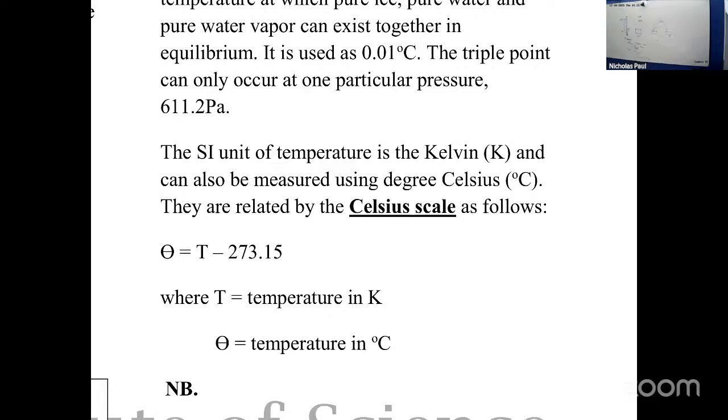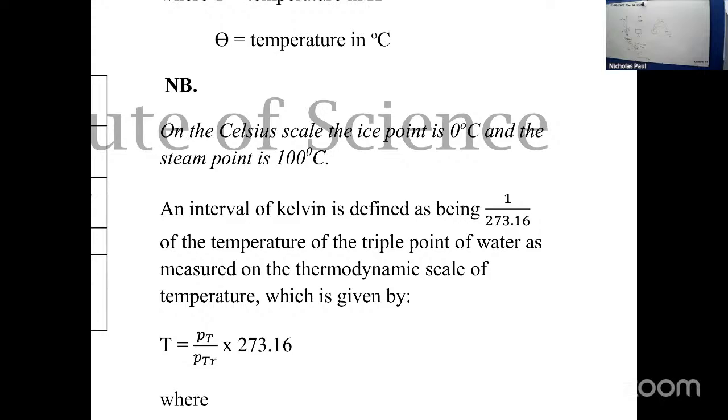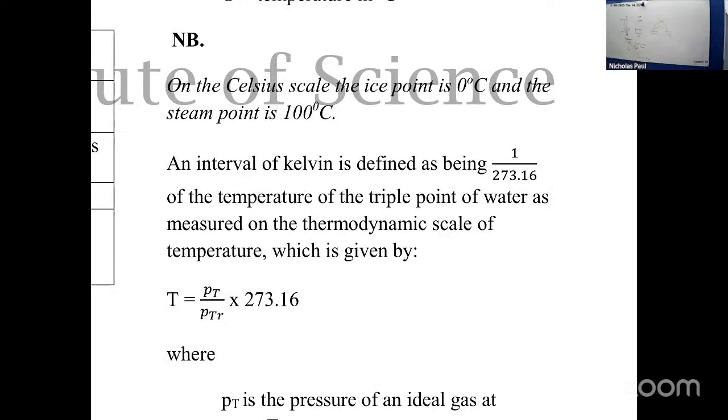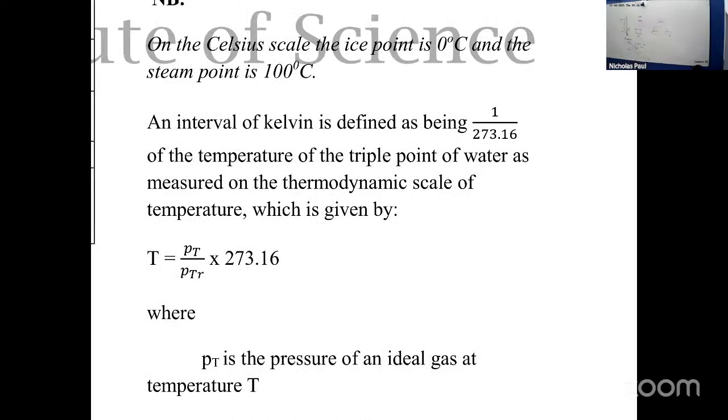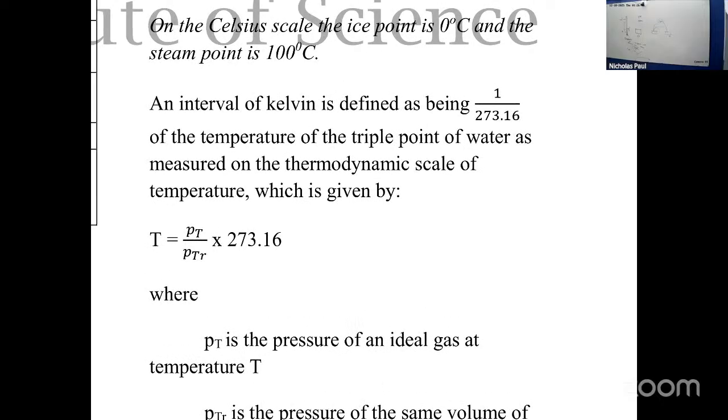Right, so triple point, we write down on 3, right? So 273.16, that's the triple point. 273.15, that's the ice point. 373.15, that's the steam point. All right, next. On the Celsius scale, we know that already, right? So what you see now, that's what we get in the thermodynamic scale here.